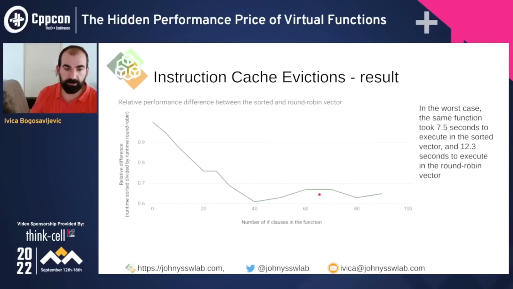Let's analyze this graph. On the x-axis, you have the number of if clauses in the function. So they go from 0 to 100. 0 corresponds to a small virtual function and 100 to a large virtual function. Here on the left side, we have the ratio, so runtime sorted divided by runtime round robin. So we have a ratio between the sorted version and the round robin version.